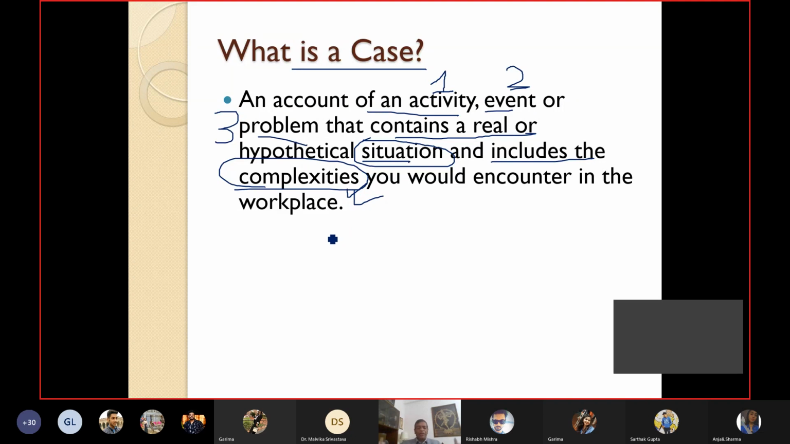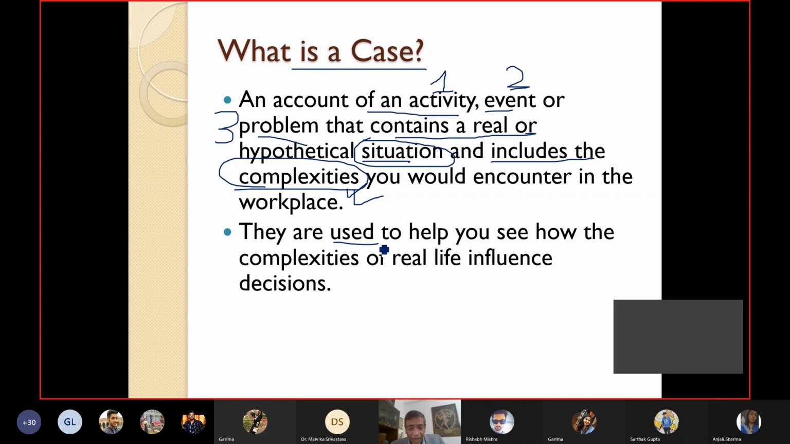So, any activity, event, or problem which is characterized in the workplace can be referred to as a case. Any activity, any event, any problem where it contains a situation and includes complexities, what you need to resolve at the workplace, is called a case.